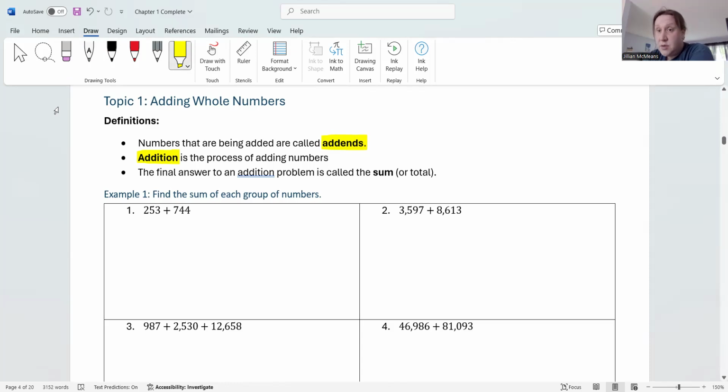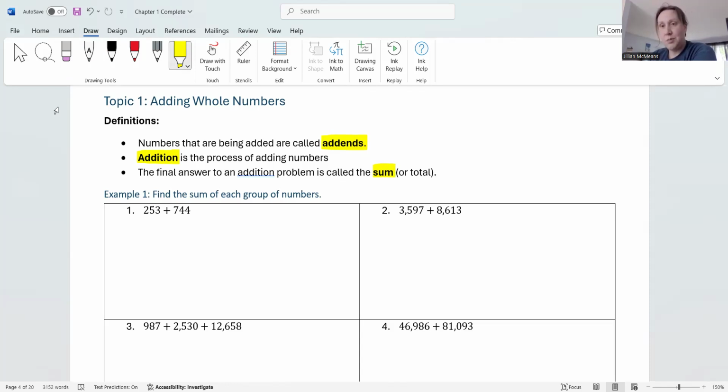Now, the final answer to an addition problem is generally called the sum. So you will definitely hear the word sum thrown around. Please also know that sometimes instead of sum, we'll just say what is the total. It depends on what operation, so operations being addition, subtraction, multiplication, or division. It depends on what operation you're doing.